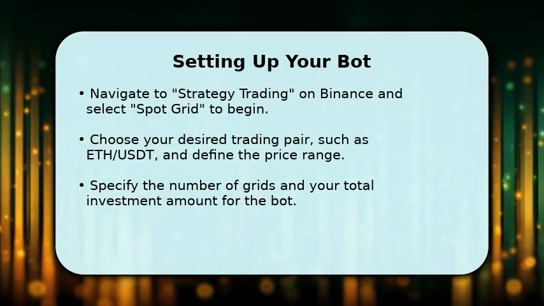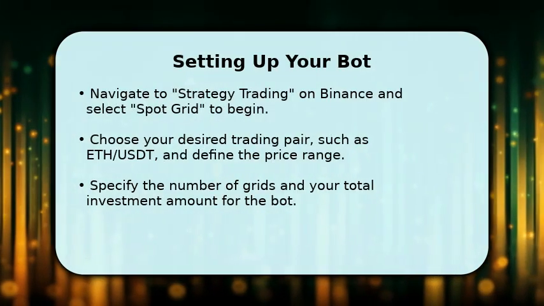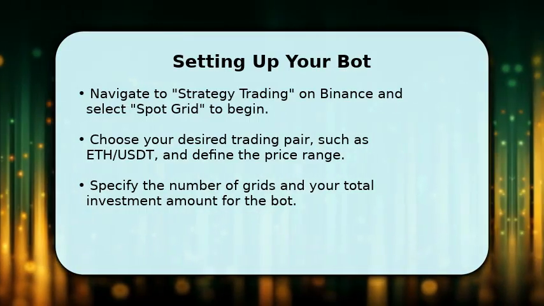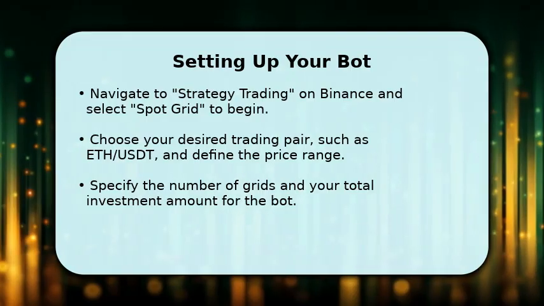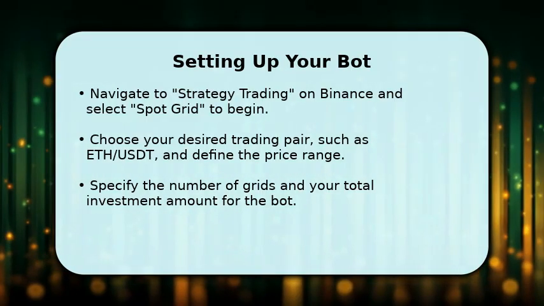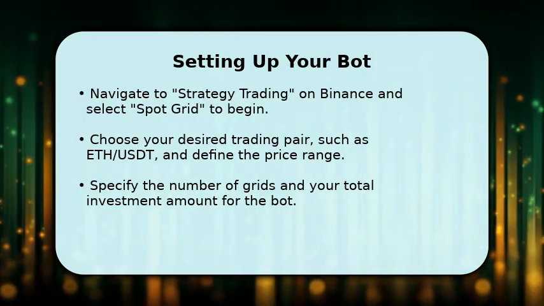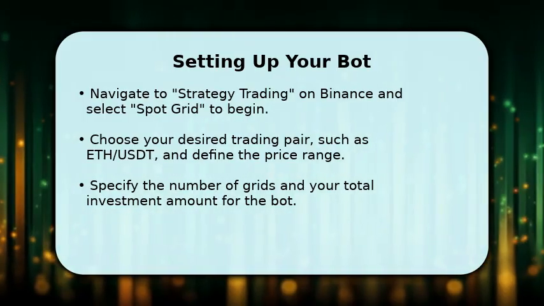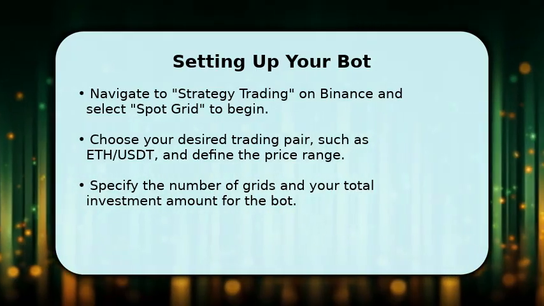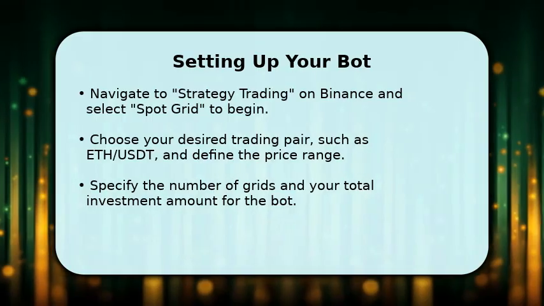To get started, head over to the Binance platform and find the Strategy Trading section, then select Spot Grid. Here, you'll choose your trading pair, like Ethereum versus USD, and set the upper and lower price limits for your grid. Next, decide how many grids you want and the total amount of capital you wish to allocate to this strategy. It's a straightforward process.